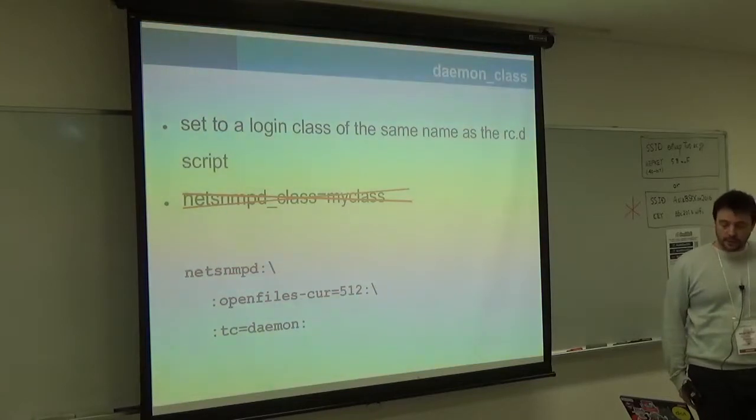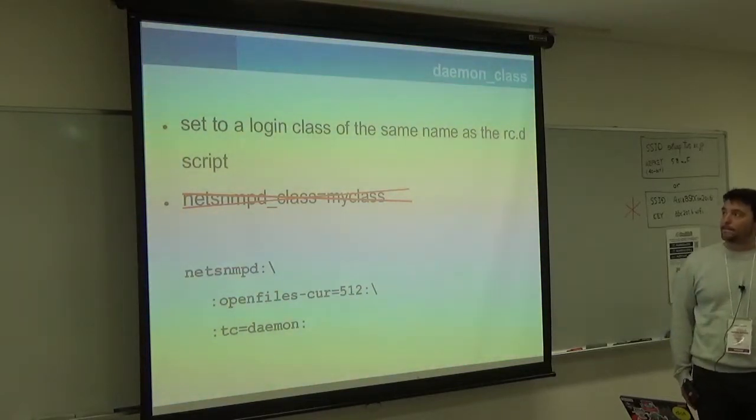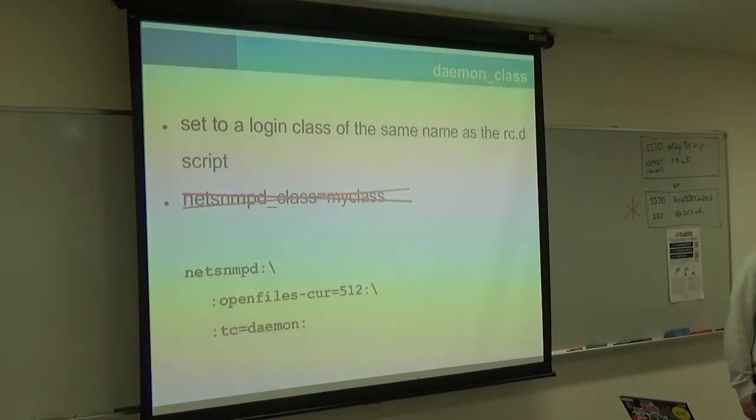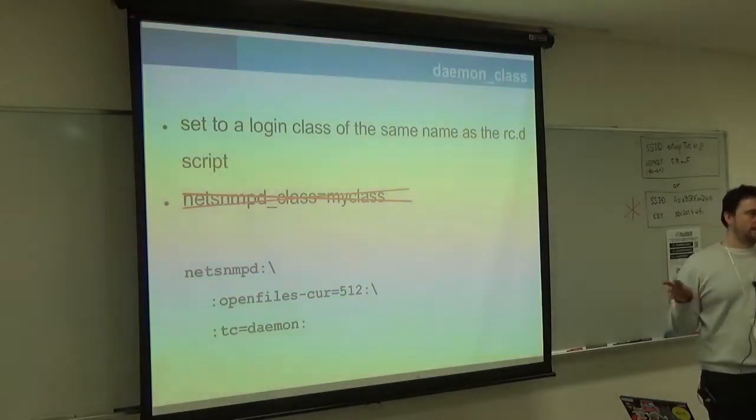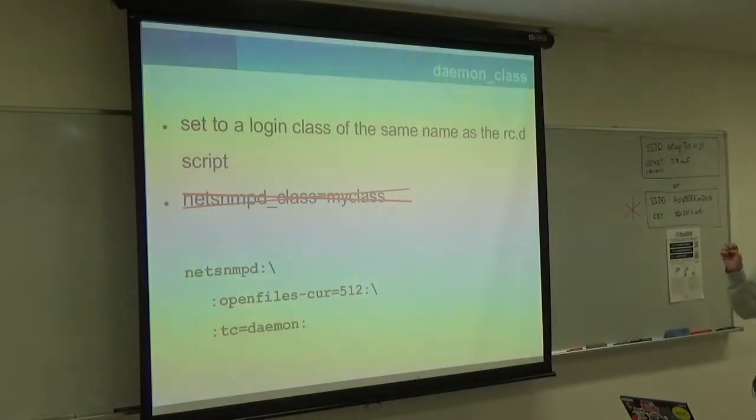There is an exception to that. It's daemon_class. This variable is actually a read-only variable. You cannot set it using rc.conf.local. It will be automatically set to a class that matches the rc.d script name, if it exists. If not, then it will match the daemon class.